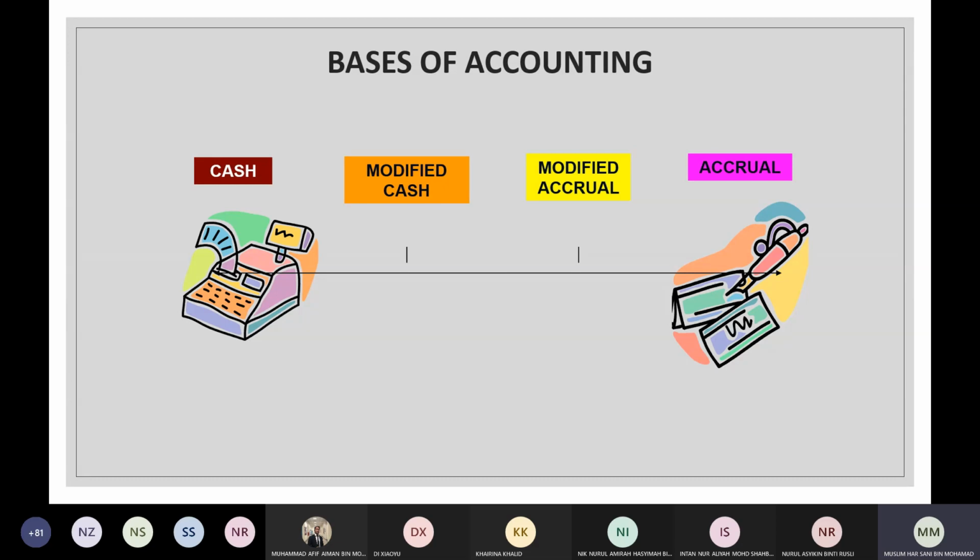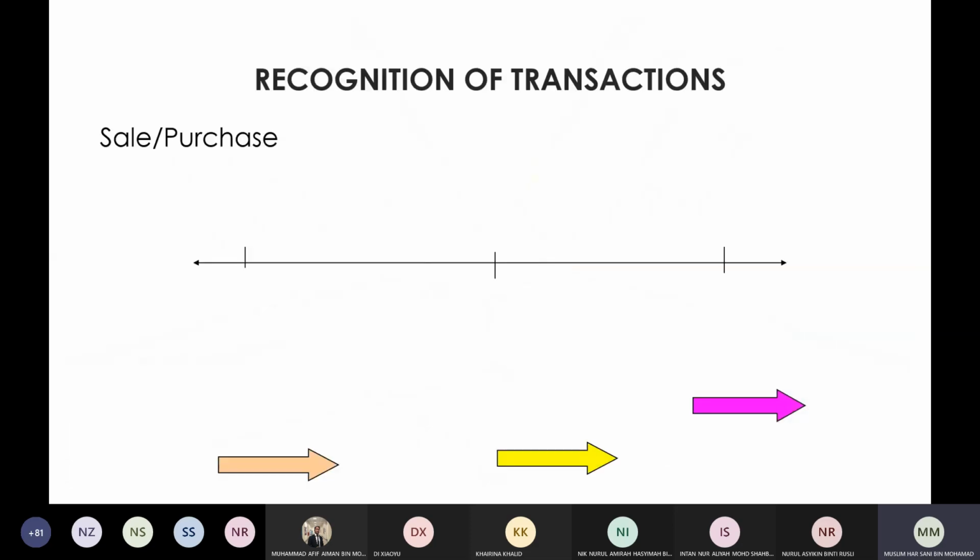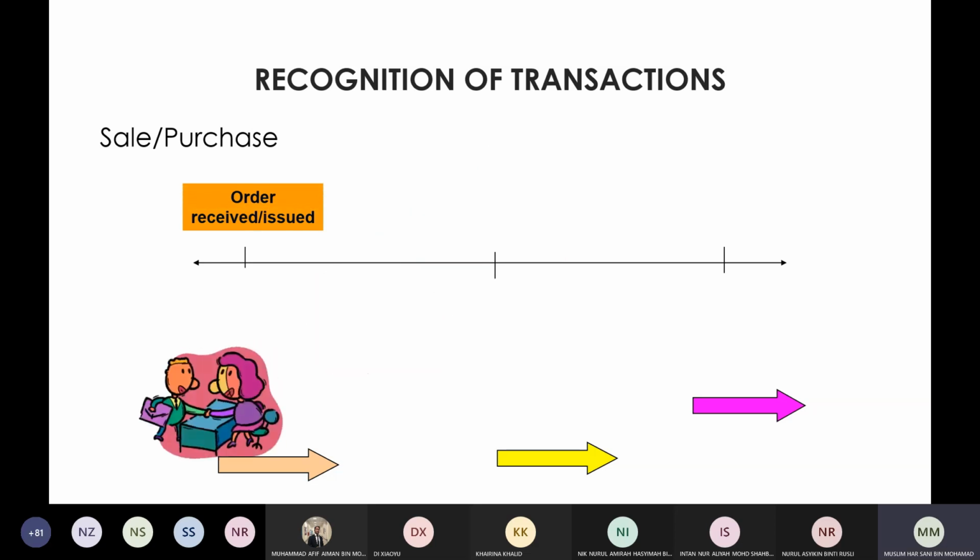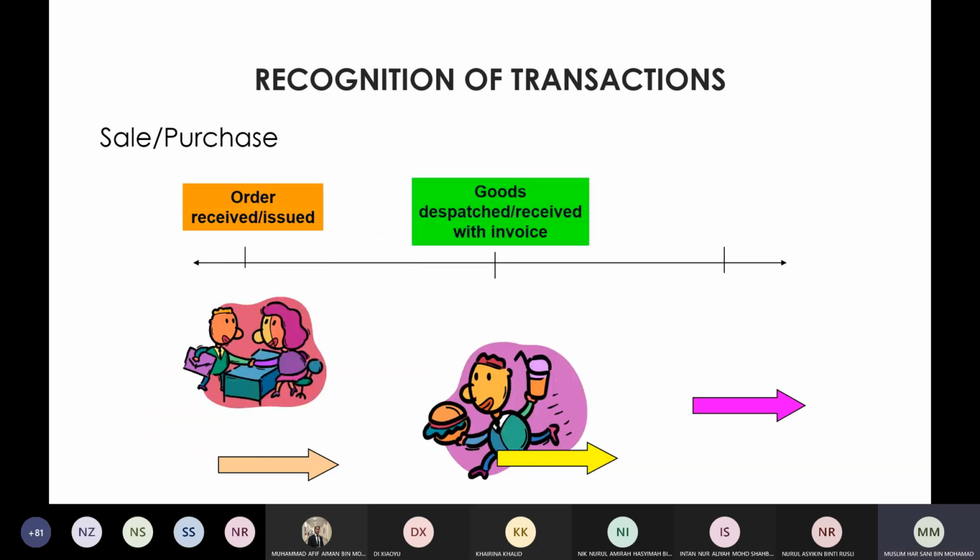Okay, basics of accounting, very different. Normally in the public sector and private, in profit making, we have accrual. In government, we have cash as a basis of accounting, modified cash, modified accrual, and accrual. As an example, recognition. Recognition of transactions.